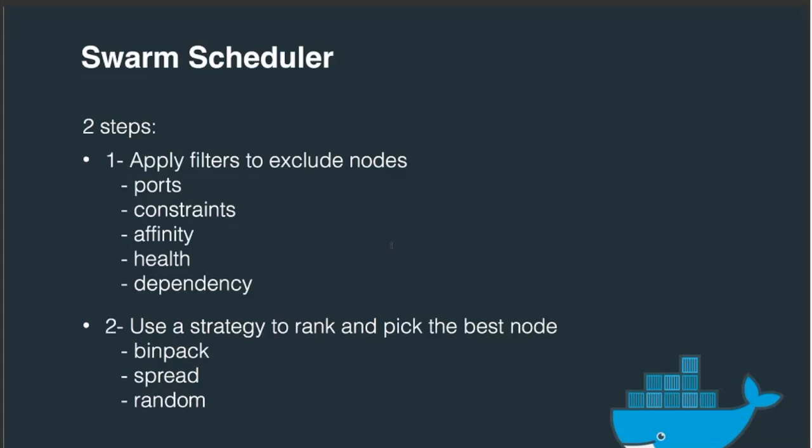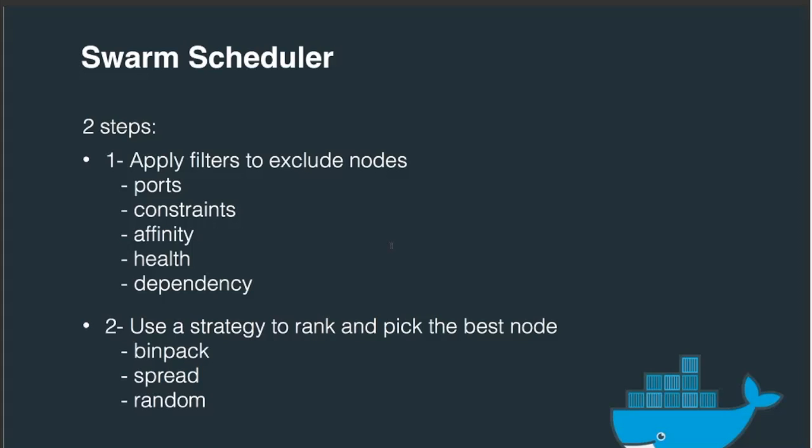So if you say I want a container with 1 gig of RAM, we're going to use this 1 gig information to decide which machine is the best one. If you don't specify any resource constraints, we're just going to use the number of containers.